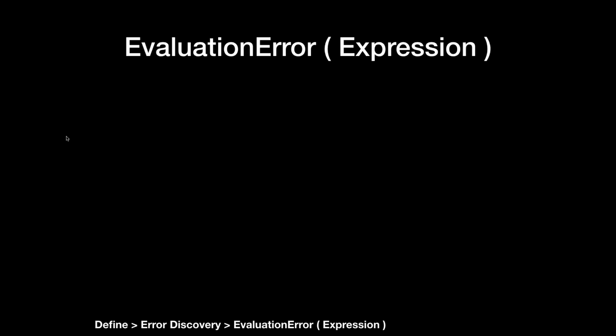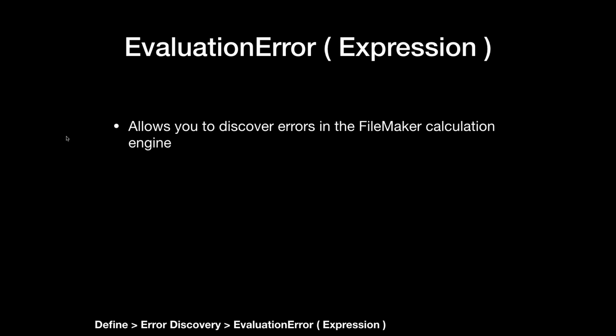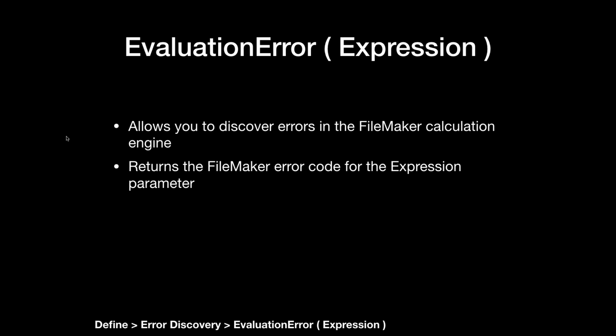Okay. And the kind of hidden gem, I call it, EvaluationError. This is essentially for finding errors in calculations. It's not implemented in an extremely usable way, but we'll see how it can be made useful. It allows you to discover errors in the calculation engine, and it returns the FileMaker Pro error code for the expression in the expression parameter. And I'll show you an example.